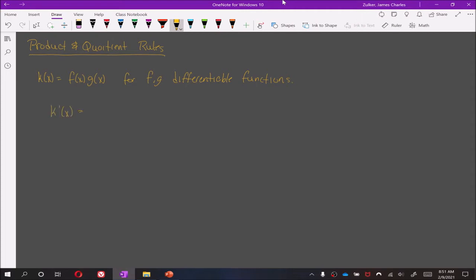As we've been doing, we're going to plug it into the limit definition of the derivative. Using the definition of a product of functions from pre-calculus, this is f of x plus h times g of x plus h minus f of x times g of x.